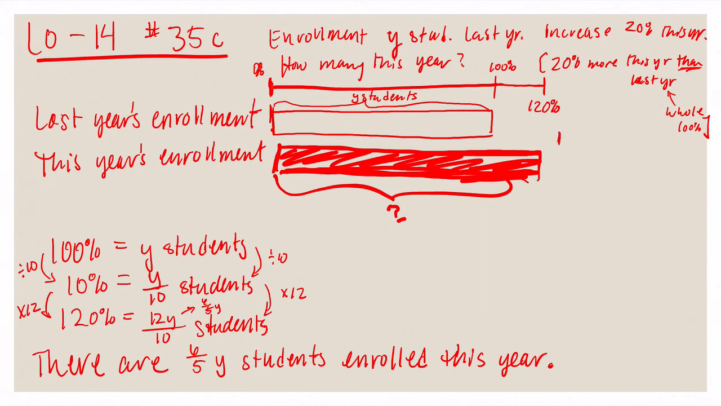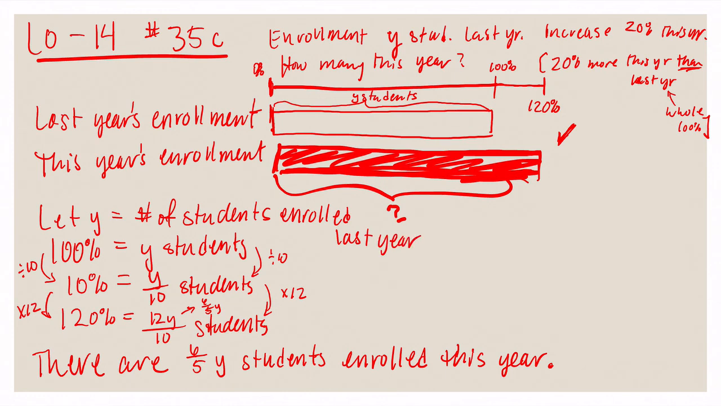Bar model with question mark. Check. Variable. We don't have a variable here identified. We have Y students. So we're going to say let Y equal number of students enrolled last year. Okay, so variable identified and related to our problem. Arithmetic, check. And answer in a complete sentence, check. So now we've got all of our parts for our homework problem. Please let me know if you have any questions.